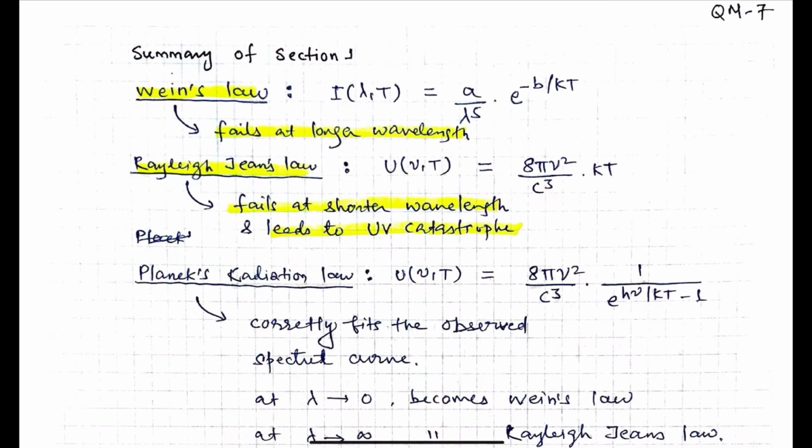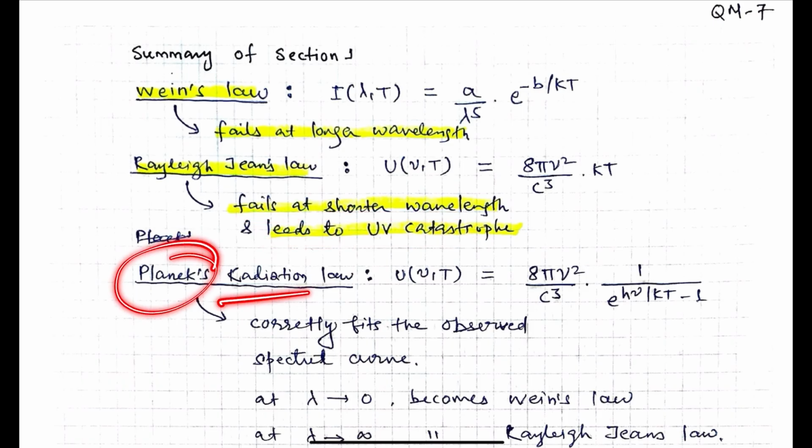So we are going to write the summary of section 1, and I am going to provide you some homework as well from the book of quantum mechanics written by MC Jain. Summary of section 1: Wien's law gives intensity as a function of lambda and T, equal to A divided by lambda to the power 5 multiplied by exponential of minus B upon kT, and it fails at longer wavelength. For Rayleigh-Jeans law, the energy density as a function of frequency and temperature is 8 pi nu square upon c cube multiplied by kT, and it fails at shorter wavelength, and it leads to the ultraviolet catastrophe.